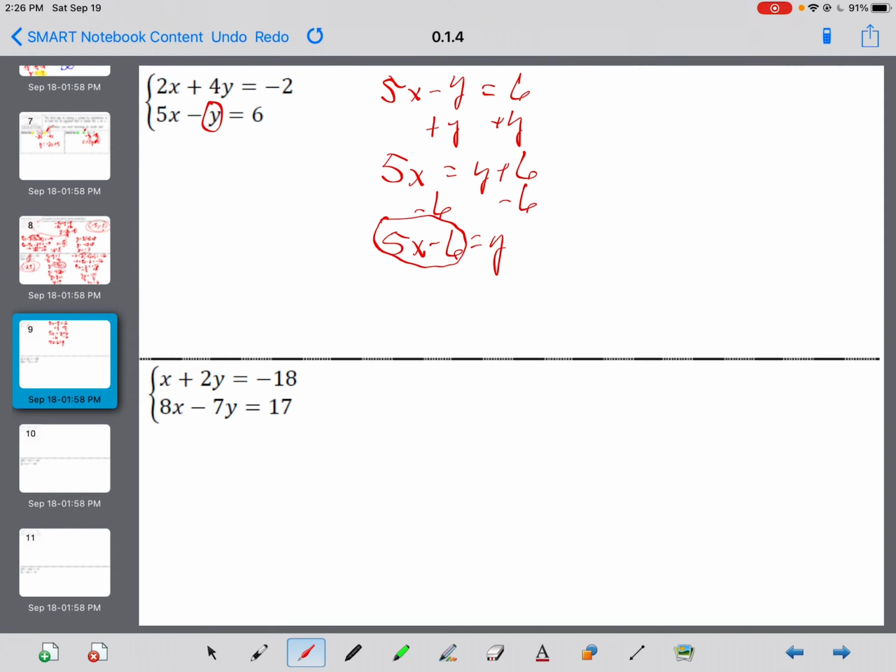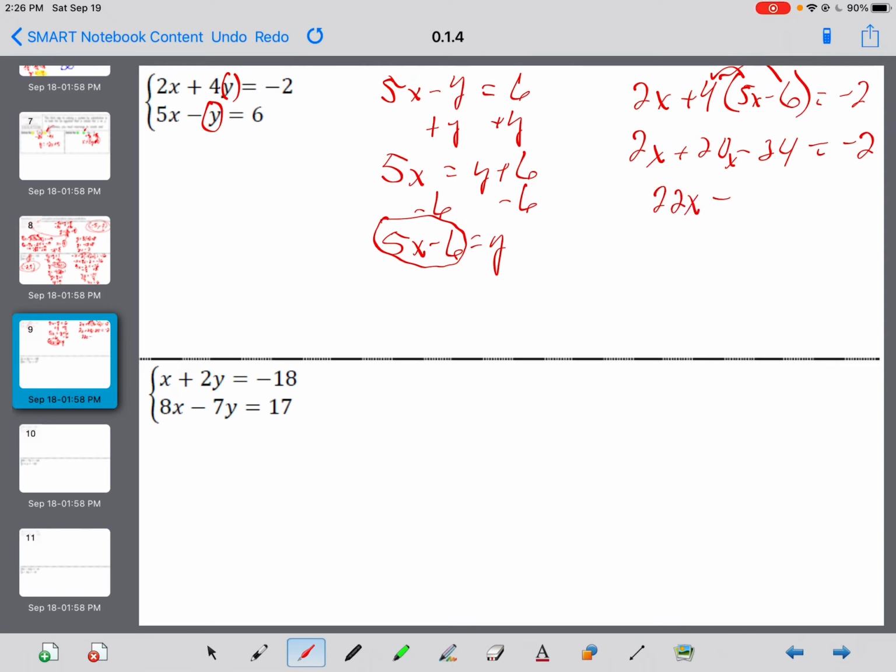Now this is what I plug in for y in the other equation. Okay, so 2x plus 4 times something equals negative 2. And we're going to plug in that 5x minus 6. Substitute. We know that y is equal to 5x minus 6, so where the y was, I put in a 5x minus 6. Let's distribute. 4 times 5x is 20x. 4 times negative 6 is negative 24. Forgot my x. There it is. Negative 2. 2x and 20x is 22x minus 24 equals negative 2.